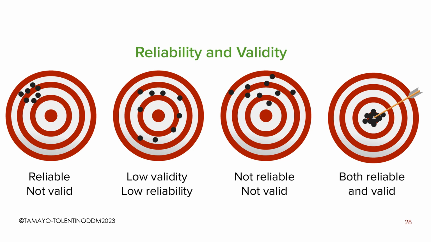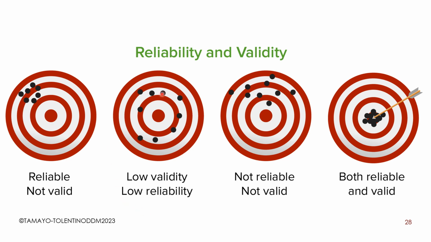In describing validity and reliability, the classic diagram that we use is the board used for target shooting, wherein the innermost circle represents the learning outcome and the dots represent the assessment results. The first diagram shows an assessment method that is reliable but not valid. Reliable because the results are consistent in one area of the board but they are far from the center, signifying that the assessment is not valid.